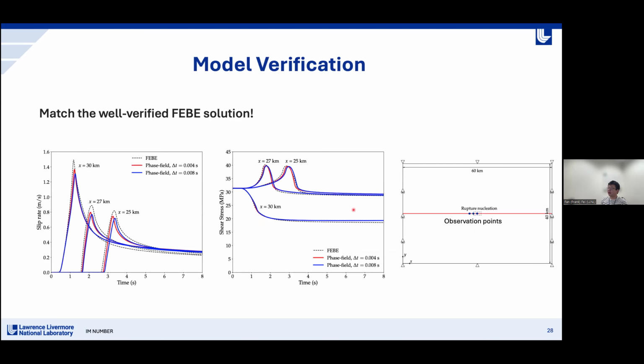So here I show you the phase field results and the solution from the well-verified method called the finite element spectral boundary integral method, or FEBI in short, for the evolution of both slip rates and also the shear stresses at three different observation locations. And you can see the phase field method has a reasonable match with this FEBI solution. And as the time step size becomes smaller, the phase field result actually becomes closer to the reference result, which is something that we expect.